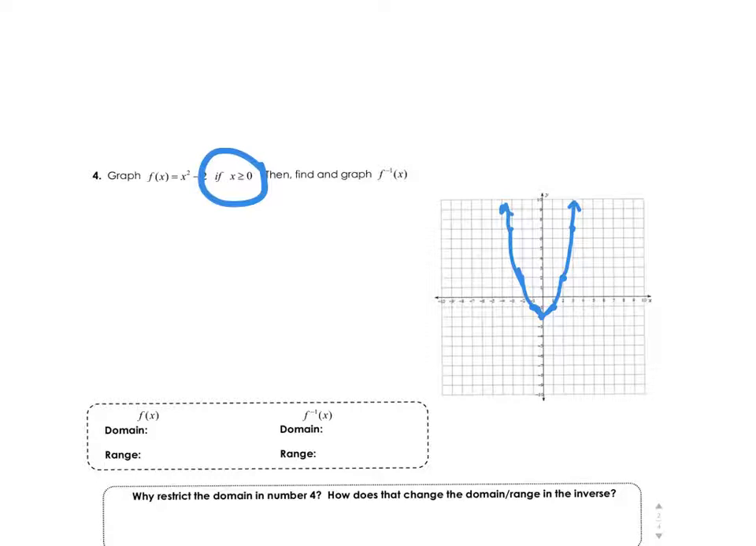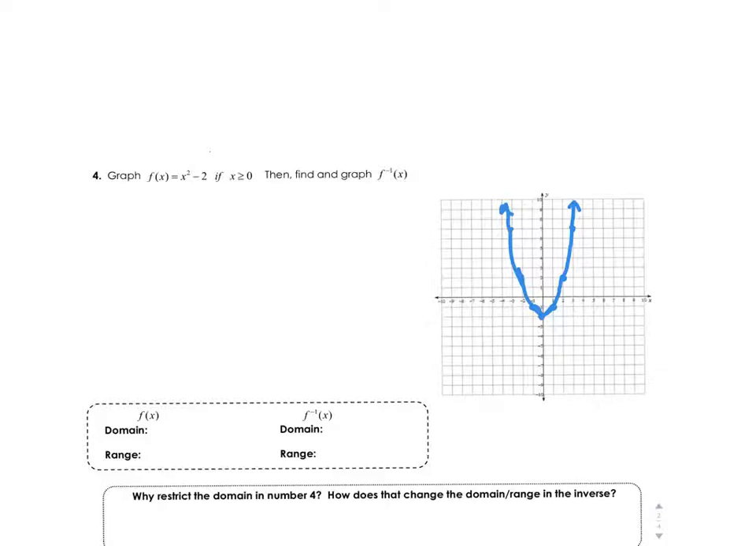If x is greater than or equal to 0, excuse me. So I'm going to have to erase that. Now, the question is, why is there a restriction there? Well, first, is a parabola a one-to-one function? Well, the answer is no, and you guys know that. But why does it matter? Why does it have to be one-to-one?